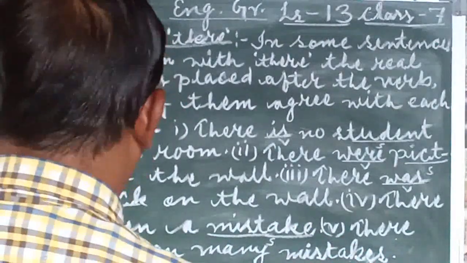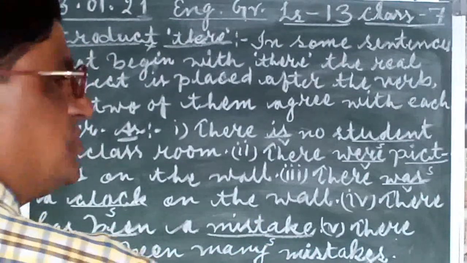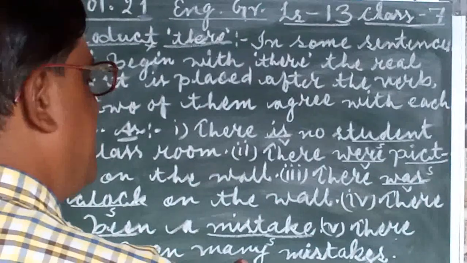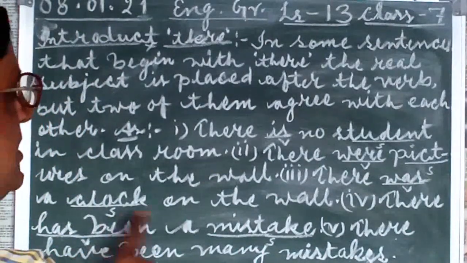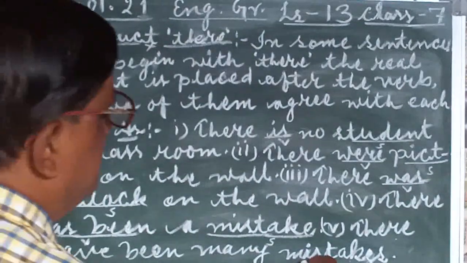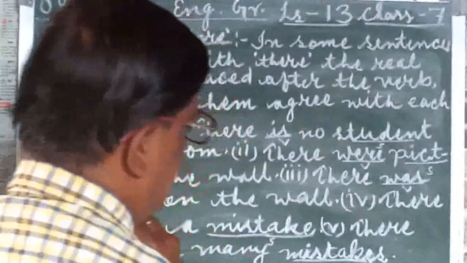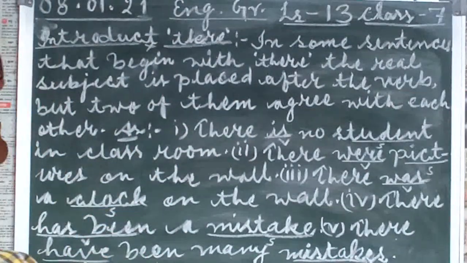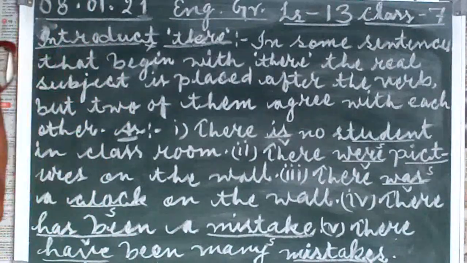If there is one mistake, "has" is used, and if there are many mistakes, we use "have". This is a plural verb and the subject is also plural. So we are using the subject and the verb like this, and at least they agree with each other.